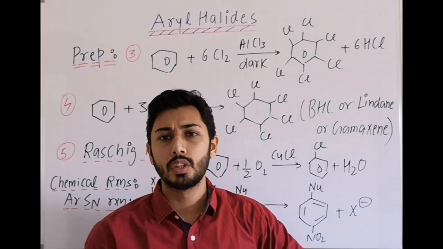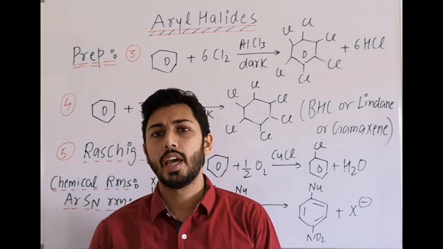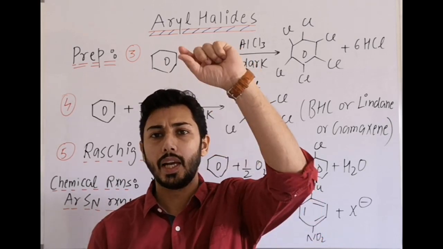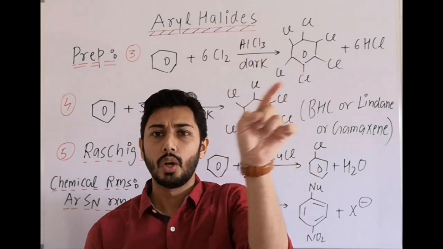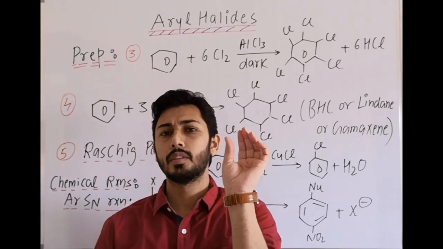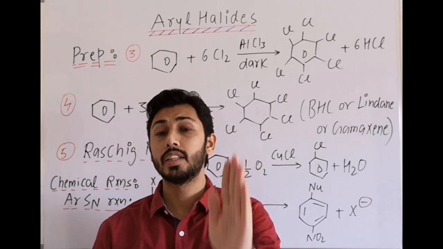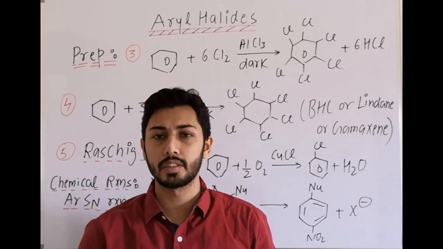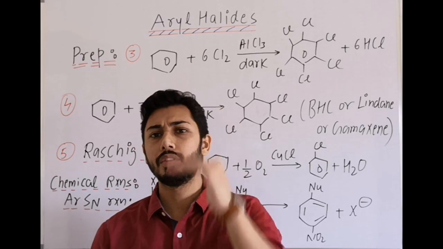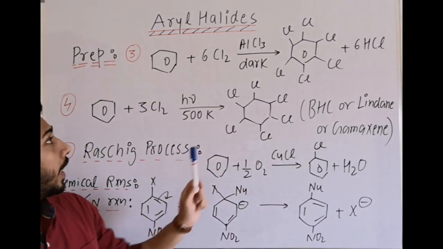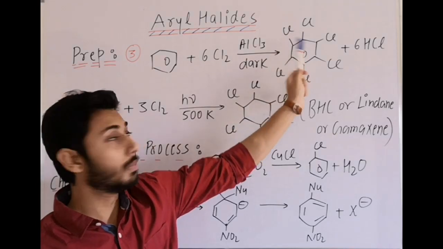Why? Because in aryl halides there is a halogen and benzene. Halogen is directly attached to the benzene ring, and the halogen lone pair undergoes resonance delocalization in the benzene ring, and there is not pure single bond character, there is a partial double bond character. That means more than single bond it is. Therefore the bond cleavage will be difficult between halogen and carbon of benzene.